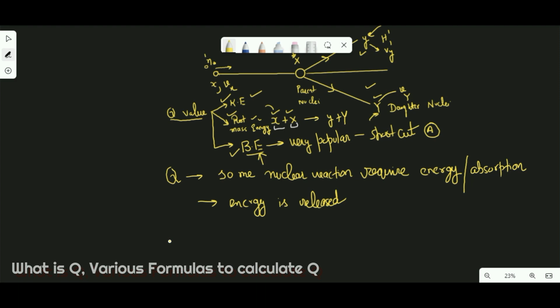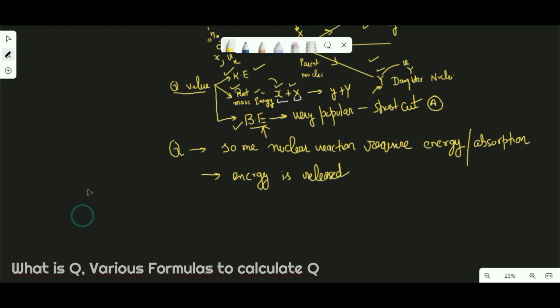Let's start with the first method of kinetic energy. So you have to refer to this particular reaction. Q can be calculated using the kinetic energies of the various nuclei involved in the nuclear reaction.